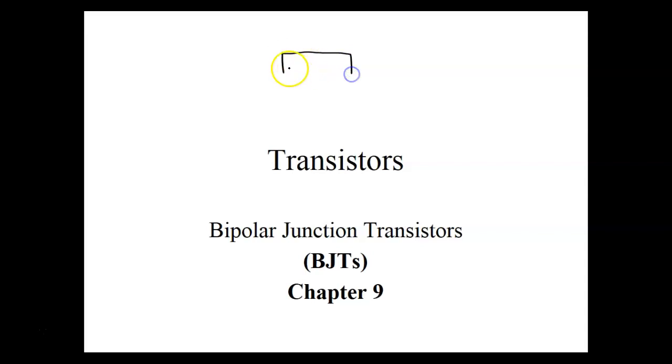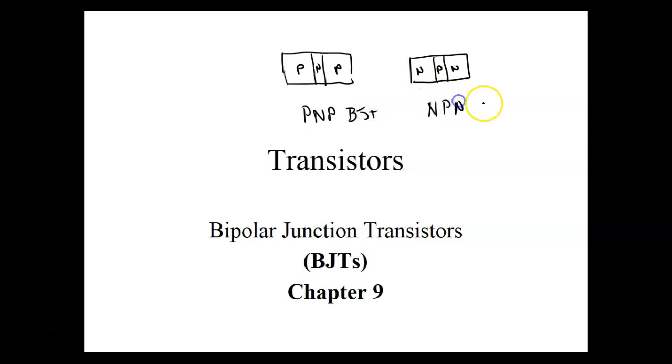I could place an N between two P's, or I could place a P between two N's. This arrangement we refer to as a PNP BJT, and this one we'll refer to, of course, as an NPN BJT.